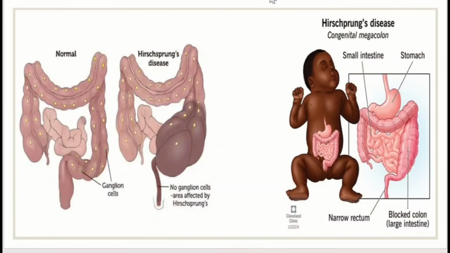So this is the diagram. This is a normal diagram of the colon. These yellow dots you can see are indicating ganglion cells. But in Hirschsprung disease, these ganglion cells are absent in the distal part. So there is no ganglion cell and the affected part is collapsed. Proximally there is a transition zone and proximally the bowel loops are dilated.